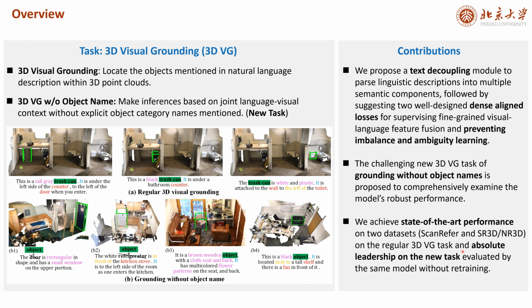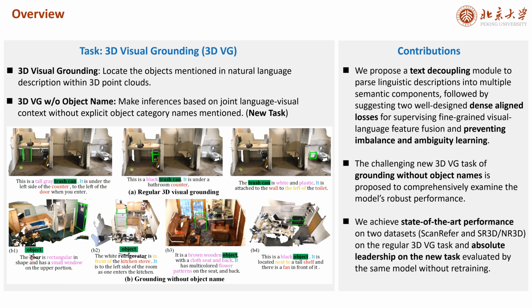3D visual grounding aims to locate objects mentioned in natural language descriptions within a 3D point cloud scene, which is a promising 3D vision and language cross-modal research. This work proposes a new and challenging setting, grounding objects without mentioning their names.